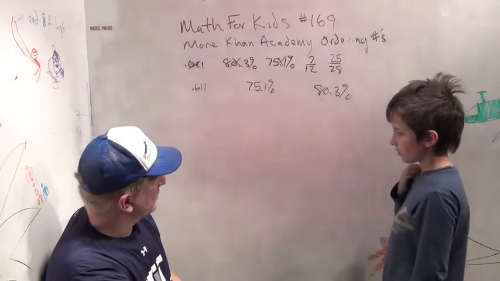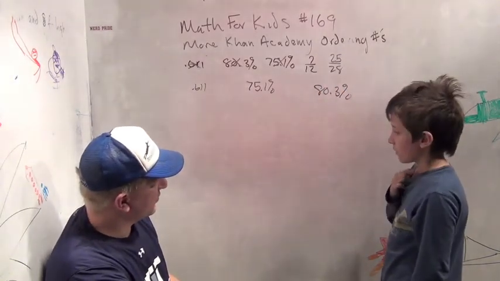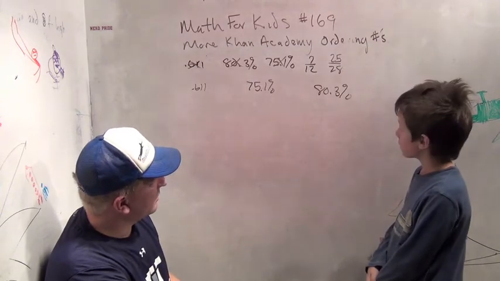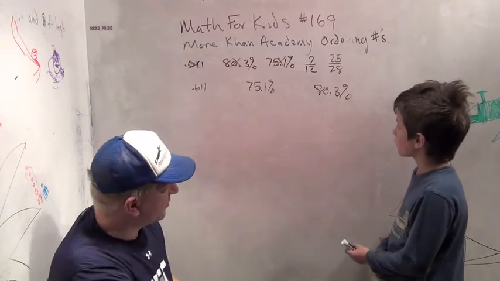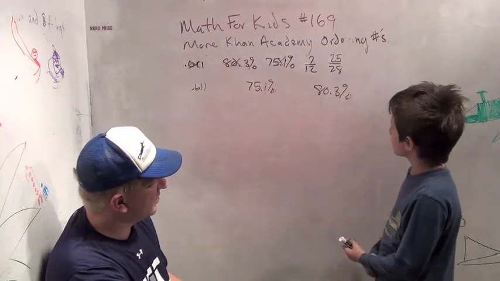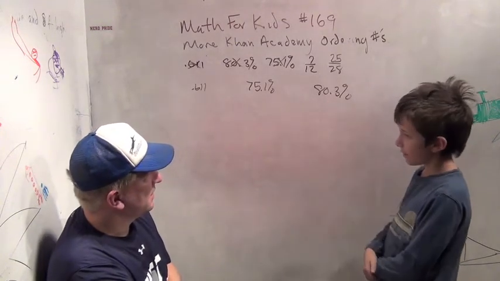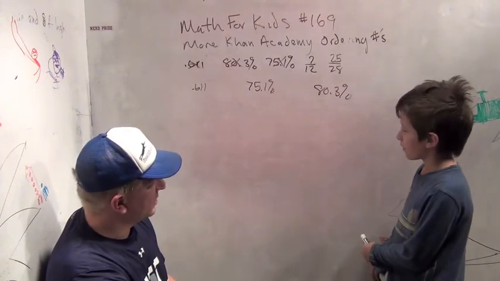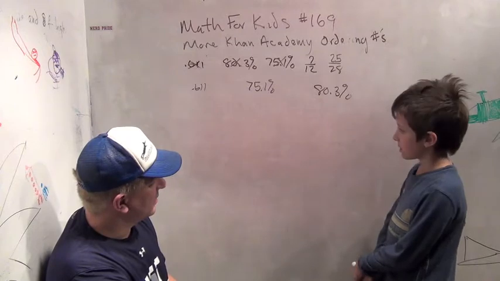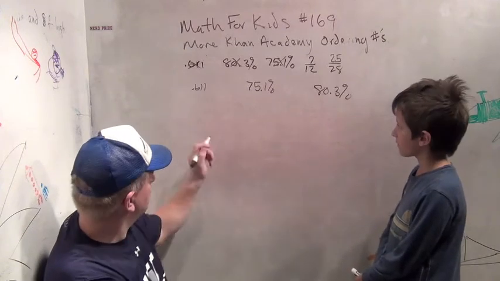25/28 is pretty close to 1, so we have to figure out, is 25/28 bigger than 80.3 or less than 80.3? So what should we compare it to just to make our life really easy? How about 0.8, which is what as a fraction? Which is 8/10 or 4/5.